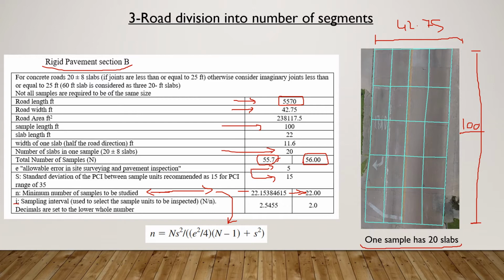The sampling interval is equal to N capital over n small, which is 2.54, rounded down to 2, which means that I will start by the first sample or the second sample, and the next studied sample is equal to the start S plus I, which is 2, and the next sample to be studied is S plus 2I.